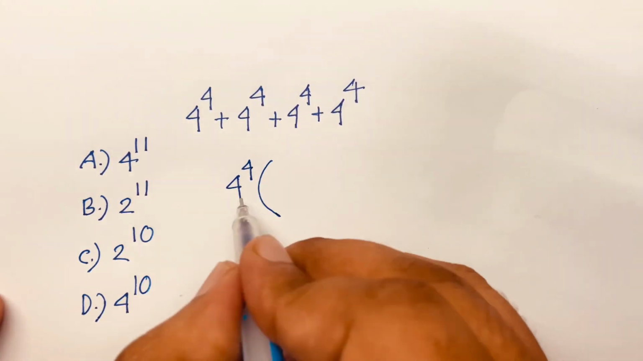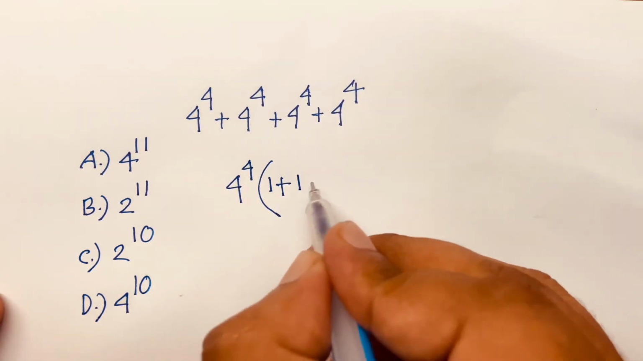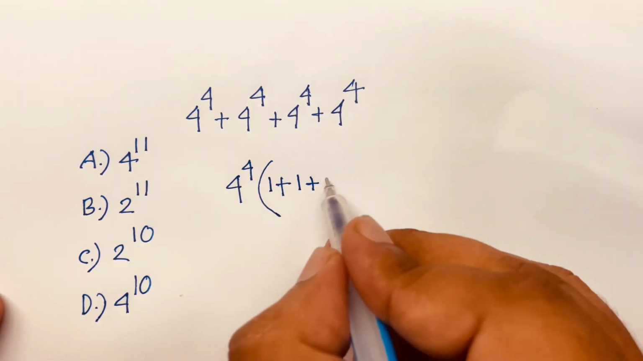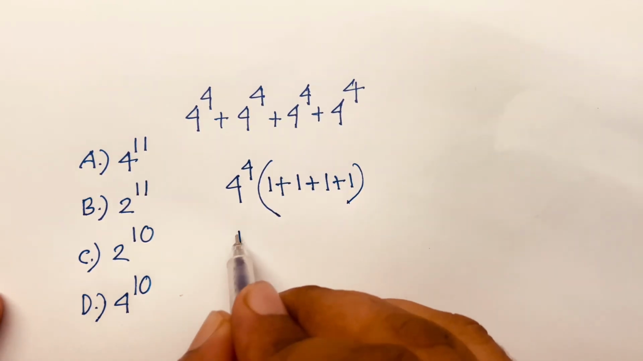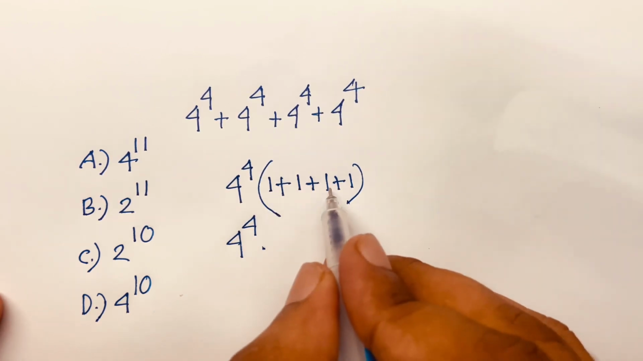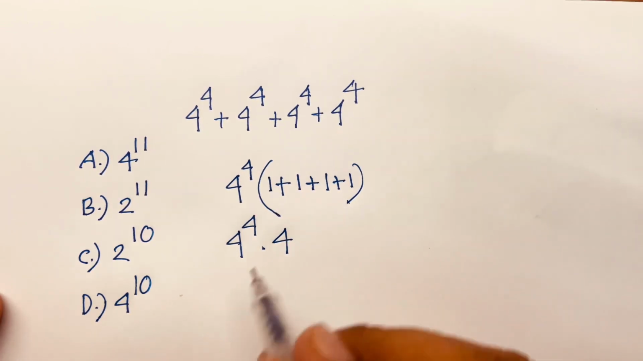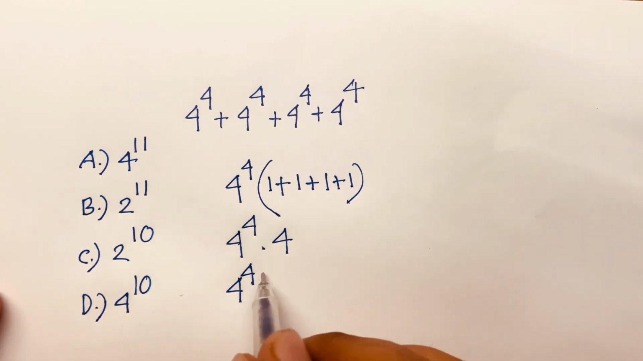So this divided by this will be 1, plus this divided by this will be 1, plus this divided by this will be 1, and it is also 1. Then I can say 4 to the power 4 times (1 plus 1 plus 1 plus 1), which will be 4. Then I can say 4 to the power 4 plus 1.